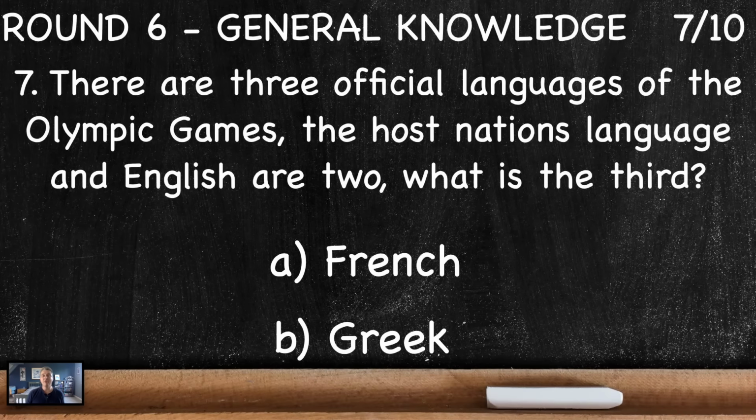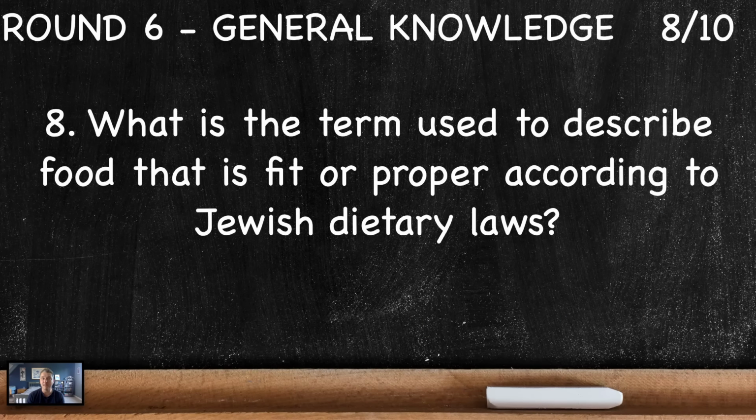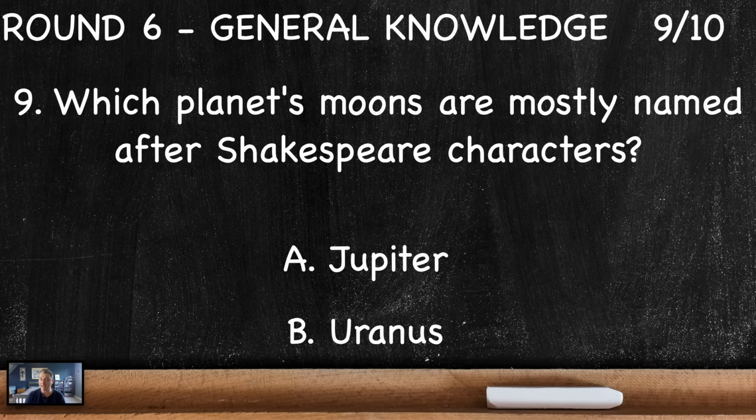Number seven, there are three official languages of the Olympic Games. The host nation's language and English are two. What is the third? Is it French or Greek? Number eight, what is the term used to describe the food that is fit or proper according to Jewish dietary laws? And number nine, which planet's moons are mostly named after Shakespeare characters? Is it Jupiter or Uranus?